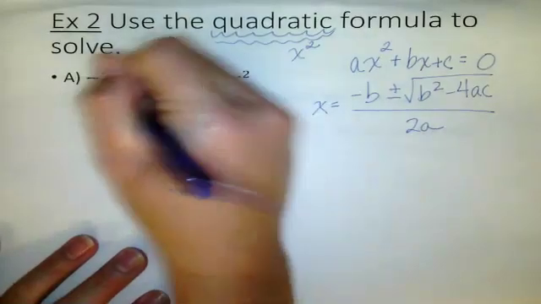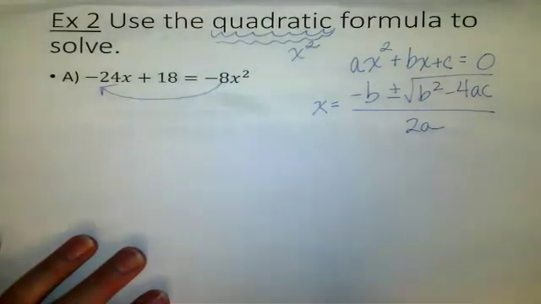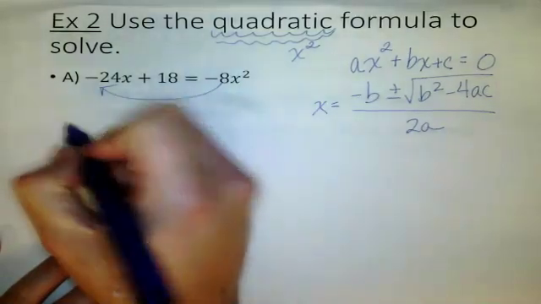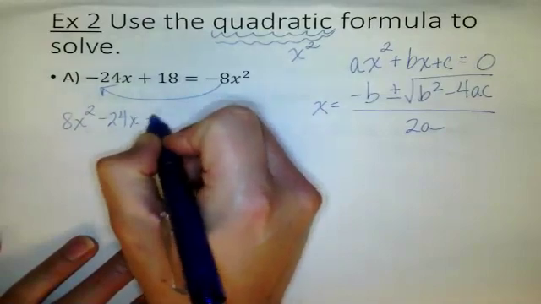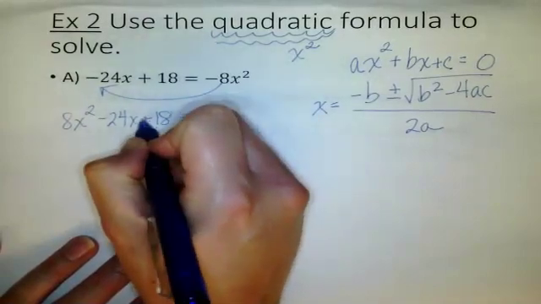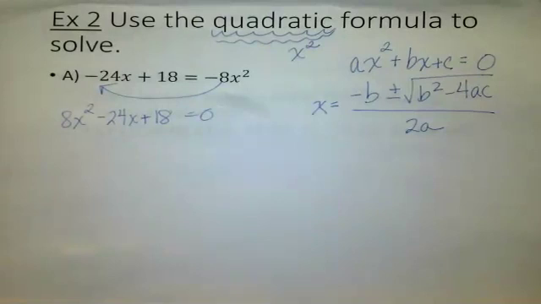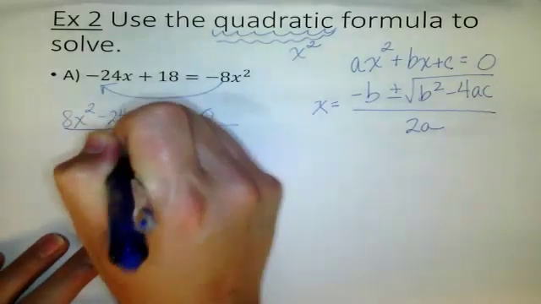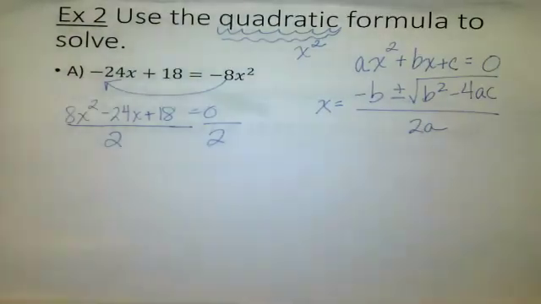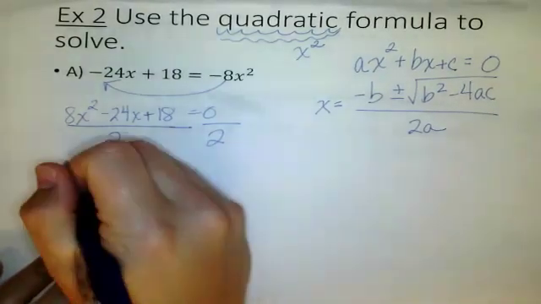So I'm going to go ahead and start by moving this negative 8x squared over, which is going to turn it into positive 8x squared minus 24x plus 18 is equal to 0. What do you notice about all these numbers? They're big and they're divisible by 2. So am I allowed to divide? It is an equation, and so I am allowed to divide everything, both sides, by 2, and that's kind of nice. So we're going to get what?